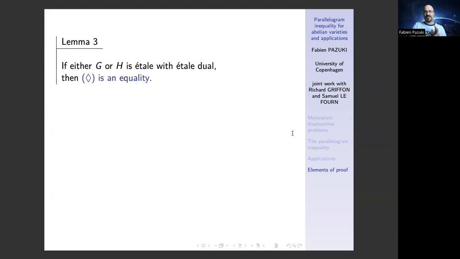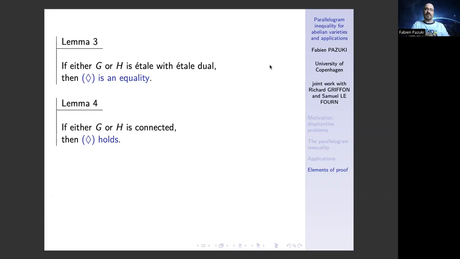Okay, so now I have three lemmas that are, of course, a little bit more in the details. If G or H is étale with étale dual, so now I'm using a bit more algebraic geometry, then in fact the parallelogram is an equality. So you don't lose anything, nothing happens in a way. All the heights are constant. Of course, you know where it comes from because of the other theorem on variation of isogenies in characteristic 0. In fact, in characteristic p, if you're étale with étale dual, it's the same. So there's an equality sometimes if G or H is very specific.